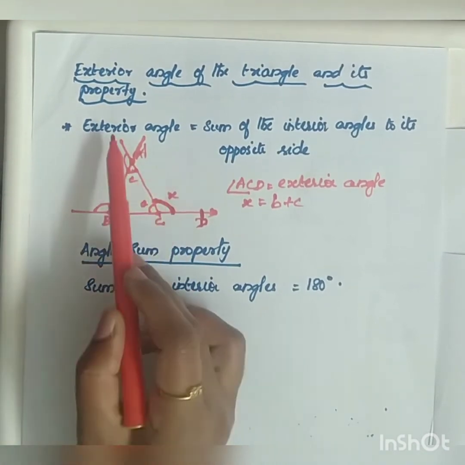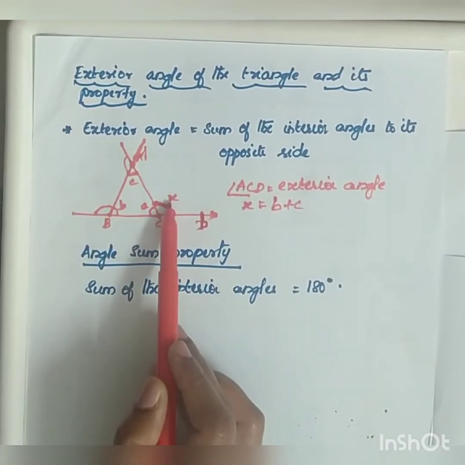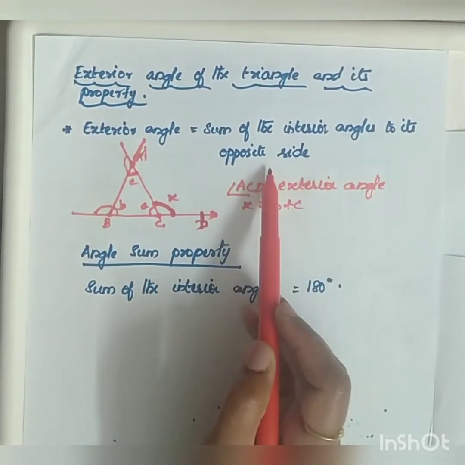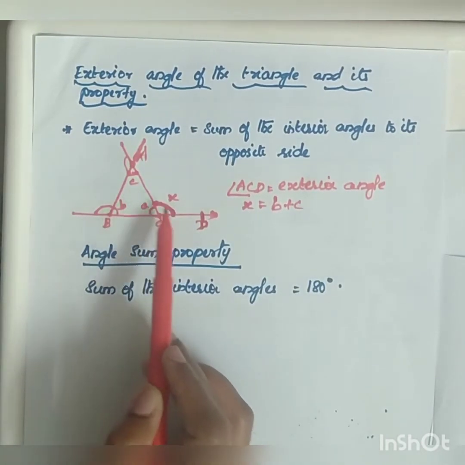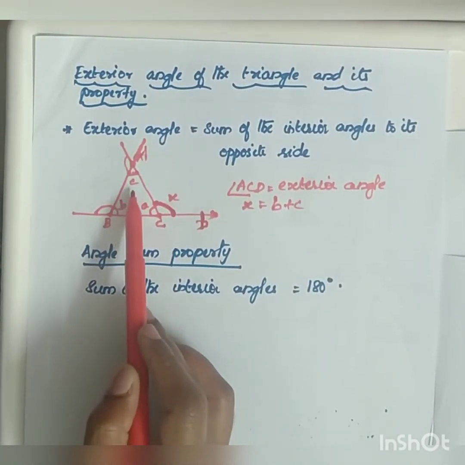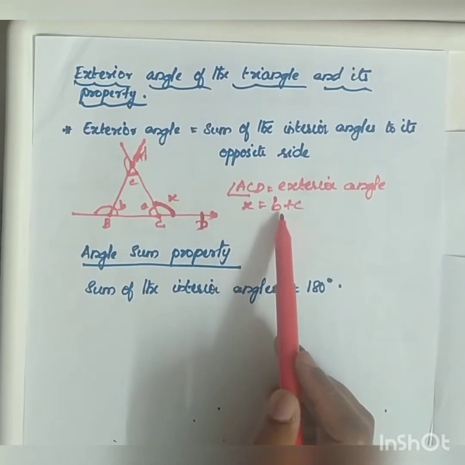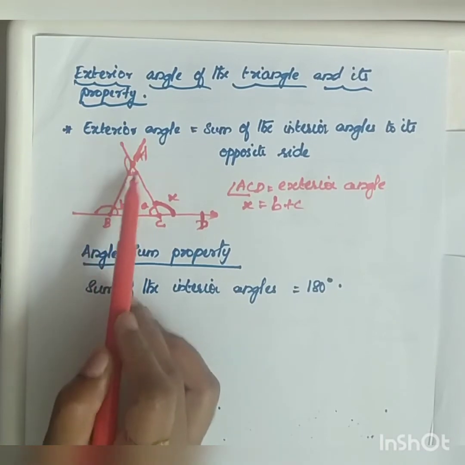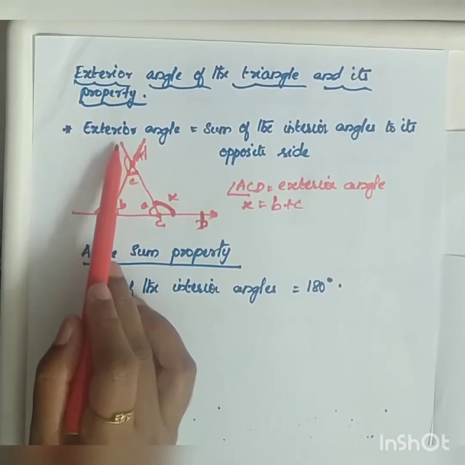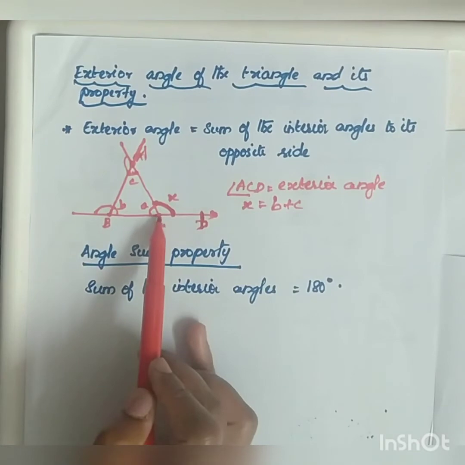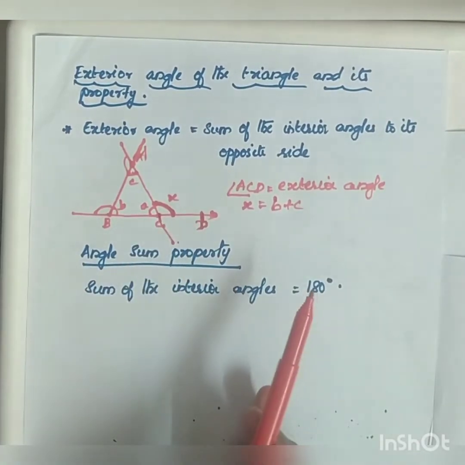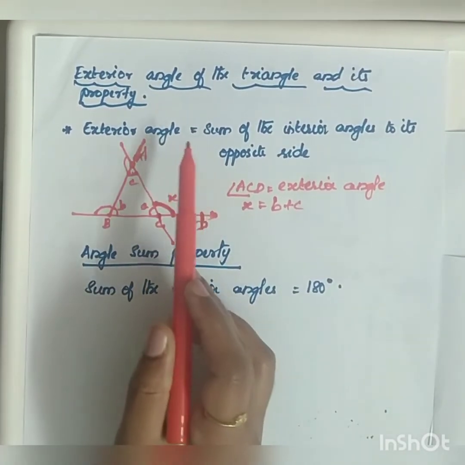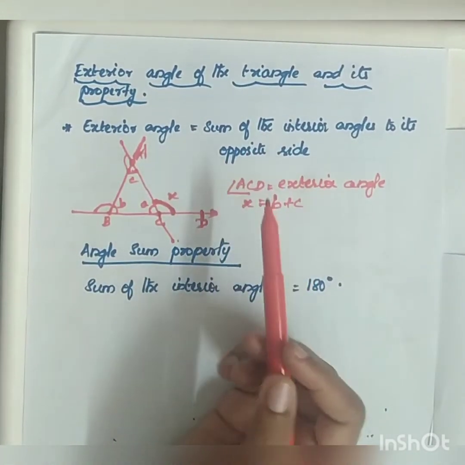In this case, I have taken the exterior angle as small x. So x will be equal to the sum of the interior angles opposite to it. The interior angles opposite to x are B and C. So x is equal to b plus c. Similarly, you can extend the line at any of the three vertices, either through A or B, or you can extend the line here. The proof will be given in further videos. So this is called the exterior angle of the triangle and its properties.